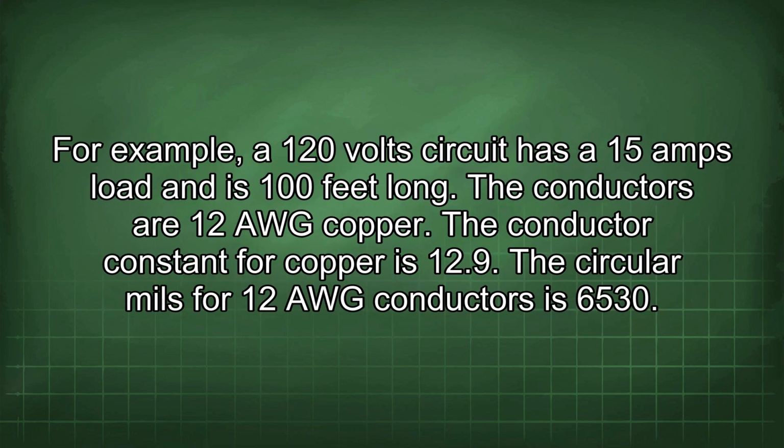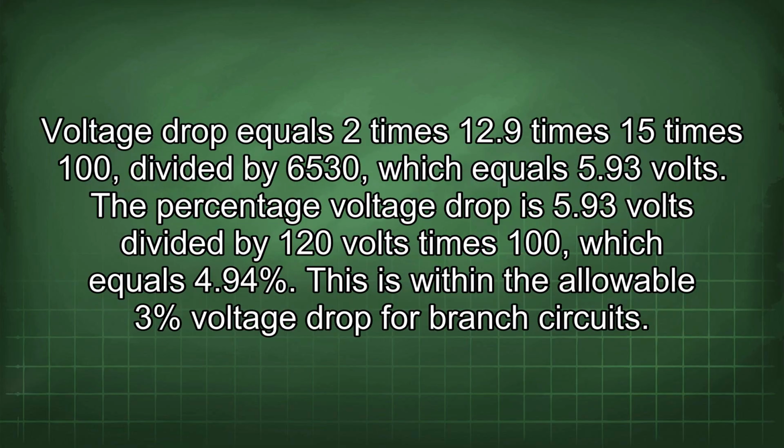For example, a 120 volt circuit has a 15 amps load and is 100 feet long. The conductors are 12 AWG copper. The conductor constant for copper is 12.9. The circular mils for 12 AWG conductors is 6,530. Voltage drop equals 2 times 12.9 times 15 times 100 divided by 6,530, which equals 5.93 volts.